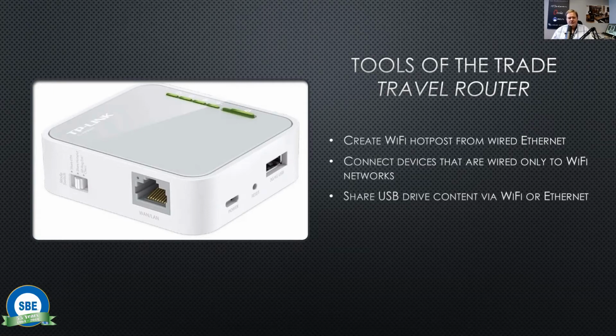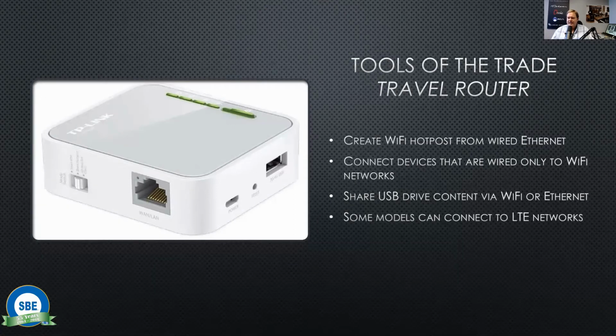It also allows you to share content from a USB drive via Wi-Fi or Ethernet, again, depending on the model that you get, but a lot of them have this feature built in. And some of them can actually connect to LTE networks as well. Most cellular providers have the little Wi-Fi hotspots that you can buy from them, but most of them don't have any kind of wired Ethernet connectivity. But a lot of these other ones do have that built in. There's a manufacturer that I like to use called Cradlepoint that has a lot of those built in, and there are several other manufacturers that make those LTE routers with wired Ethernet connections as well.